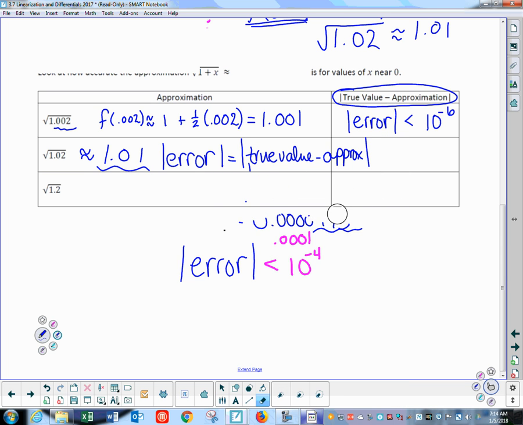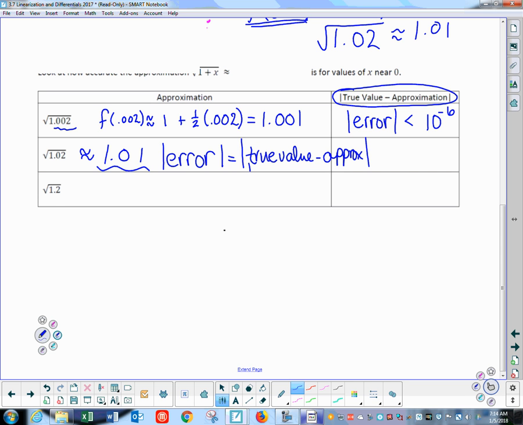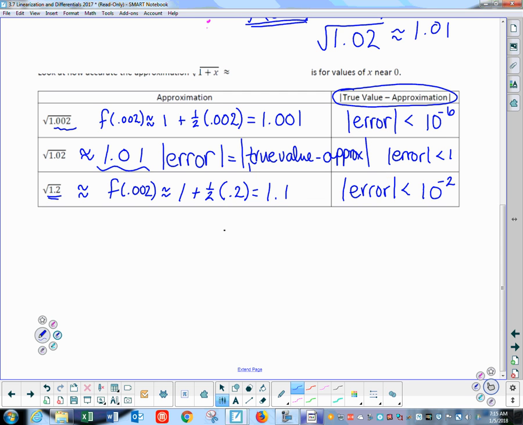The last one here is going to be a little bit less accurate than the previous two, because now I'm a little bit farther away from my centering point. So this is going to be approximated by f of 0.002, which is going to be approximately 1 plus 1/2 of 0.2, and that's going to give us 1.1. And this error would be less than 10 to the negative second. And here we had an error less than 10 to the negative fourth.